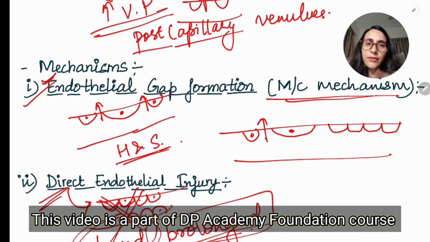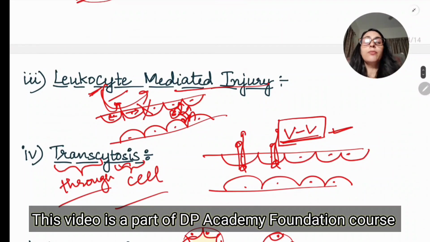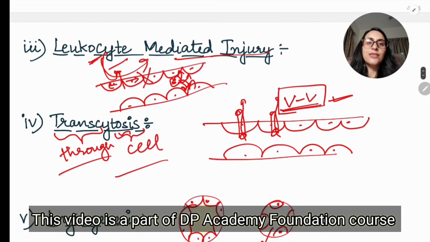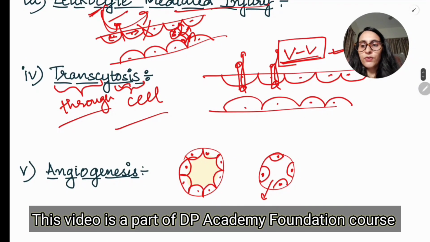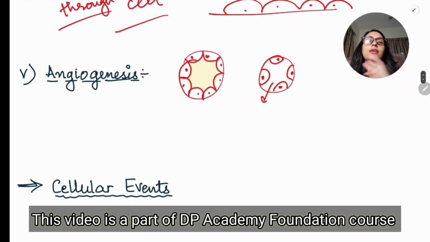What are the other mechanisms? There can be direct endothelial cell injury. There can be WBC mediated, leukocyte mediated injury. WBCs release some enzyme, and that enzyme causes damage to endothelial cells, and therefore there can be an increase in vascular permeability. Transcytosis means through the cell via a tunnel, that is the VV organelle, vesiculovacuolar organelle. And the fifth one is angiogenesis, that is immature new blood vessels. These are known as leaky channels, and through these leaky channels there is an increase in vascular permeability.